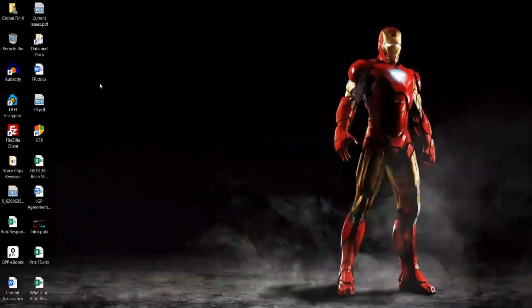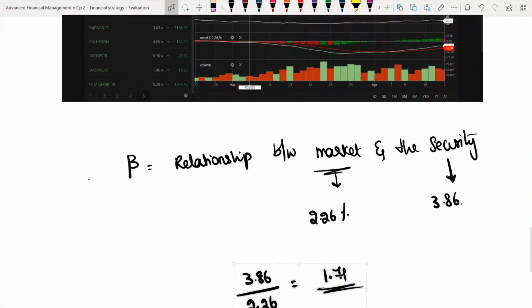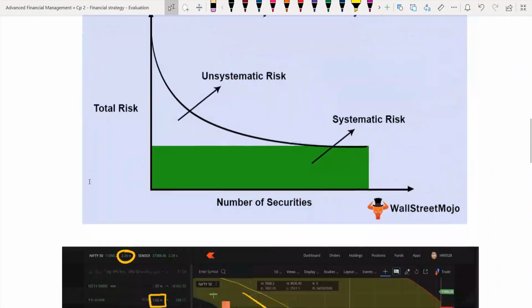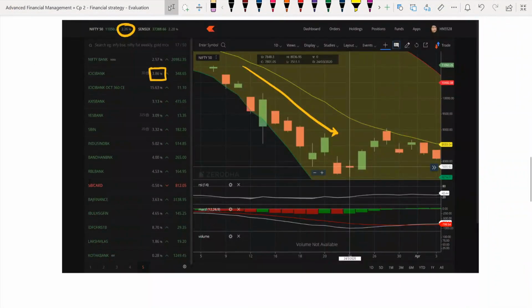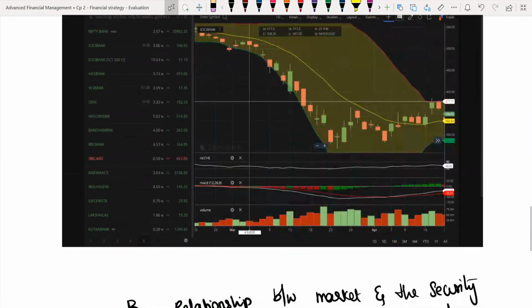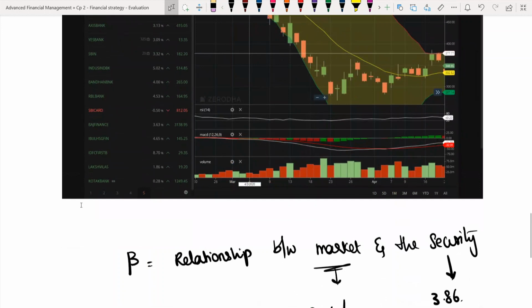No issue. I hope you guys got a picture about what is beta factor, how the markets change, how the markets are volatile, how they are playing, and the relationship between the stock market versus the particular selected stock is called beta factor. I hope all of this is clear.